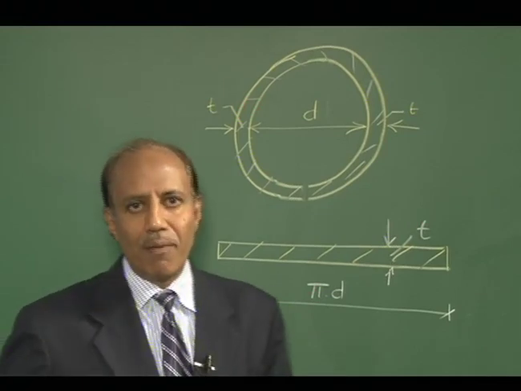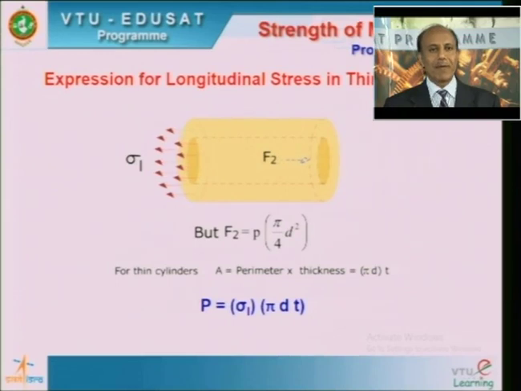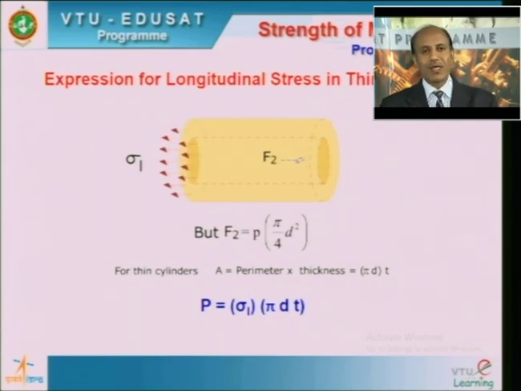So, let us come back and look at the expression that we have for the resisting force. As you can clearly see in the picture, the resisting force P is calculated as the longitudinal stress sigma suffix L into area. The area is calculated as the circumference or the perimeter multiplied by thickness. So, perimeter is pi d, thickness is t. That is how you get the resisting force.